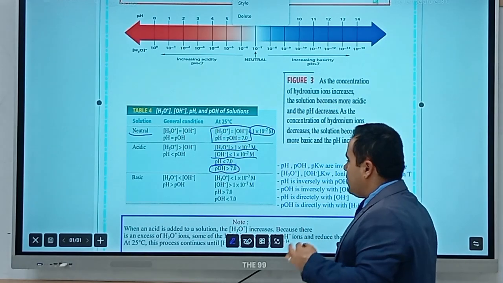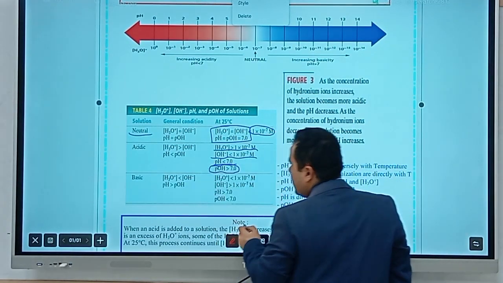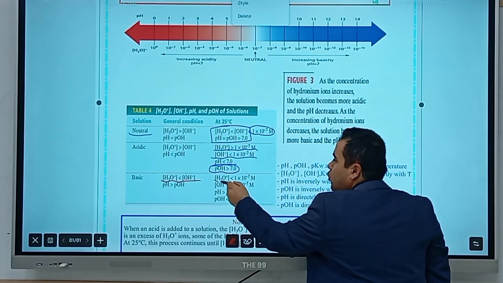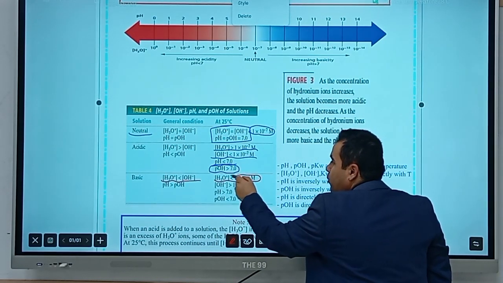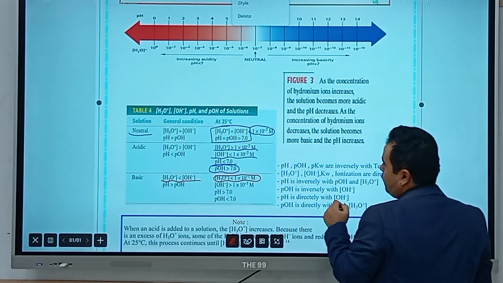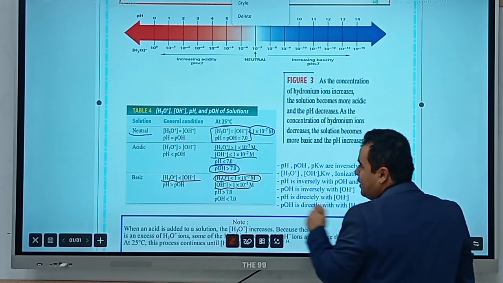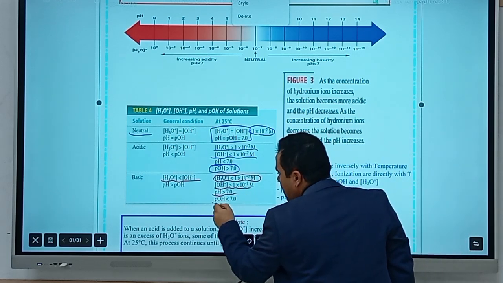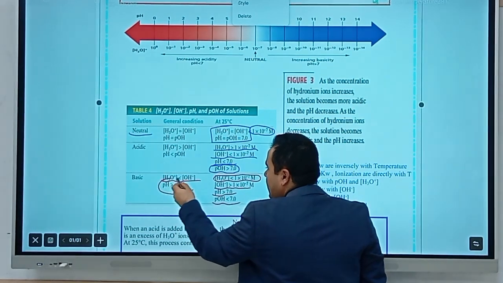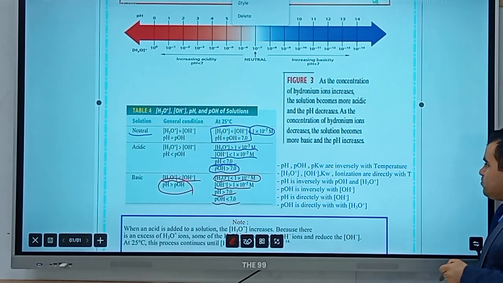But for the bases, it's just the opposite, guys. The hydronium is lower than the hydroxide concentration. Hydronium is lower than 10 to the power minus 7 molarity. These are all values at 25 Celsius, of course, guys. Hydroxide is higher than 10 to the power minus 7. pH higher than 7, pOH lower than 7. And simply we can say pH is higher than pOH for alkaline solutions.